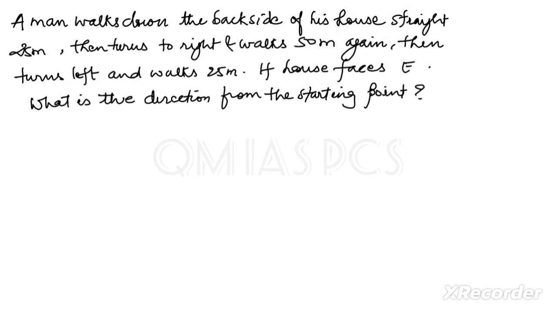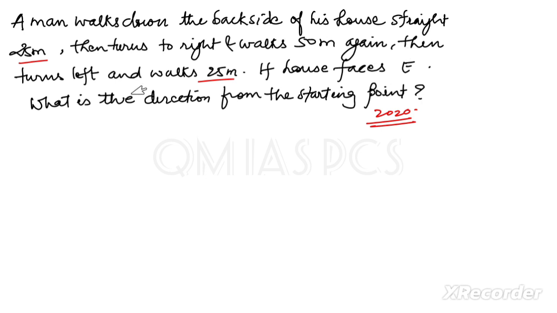This is from UPSC 2020, and it is similar to the initial question. We have to consider the statement first, then based on that we will write the directions. A man walks down the backside of his house straight 25 meter, then turns right and walks 50 meter, then turns left and walks 25 meter. If the house faces east direction, what is his direction from the starting point?